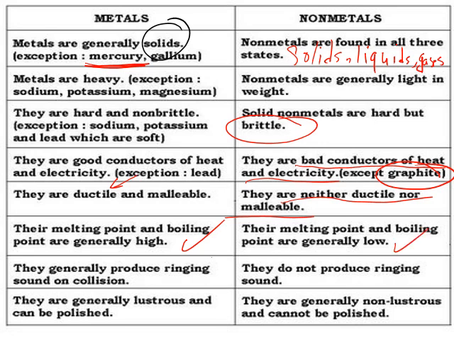Metals produce a ringing sound on collision. Non-metals don't produce a ringing sound. Metals are lustrous. They have metallic luster and can be polished, while the non-metals don't have metallic luster and cannot be polished.